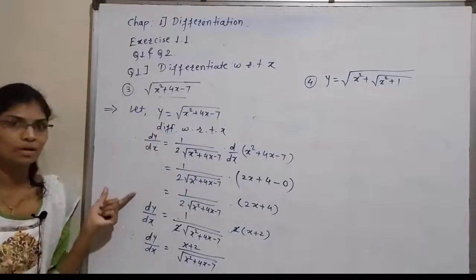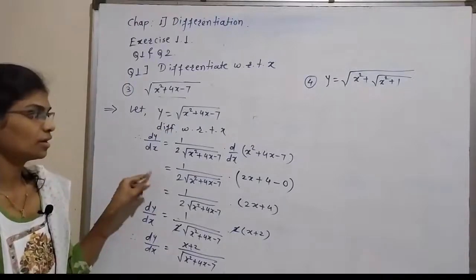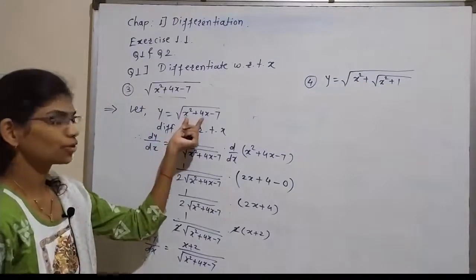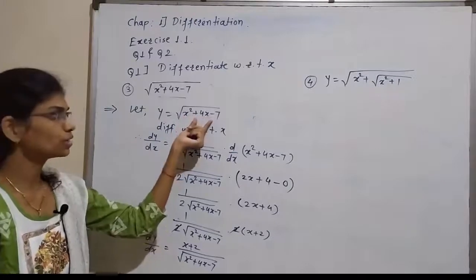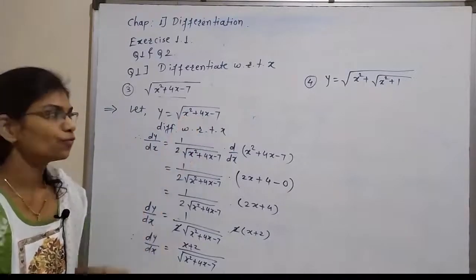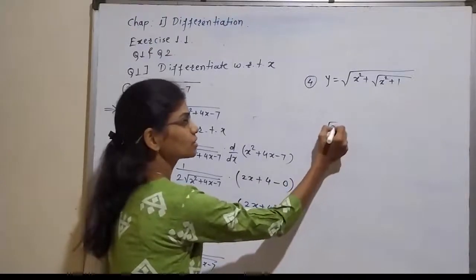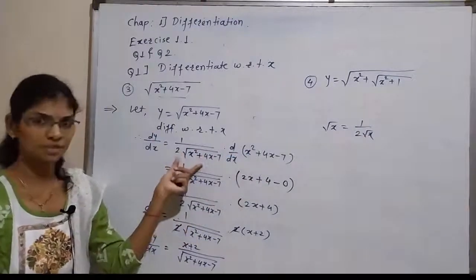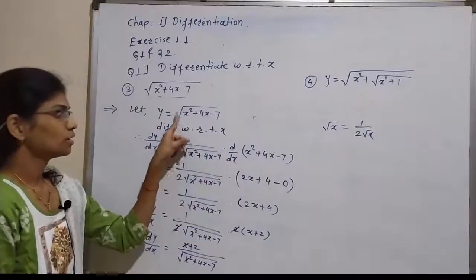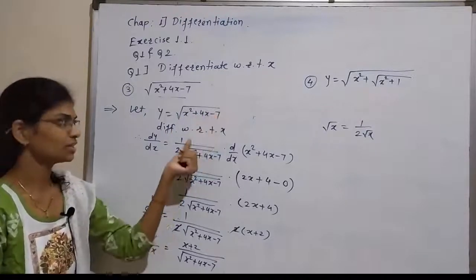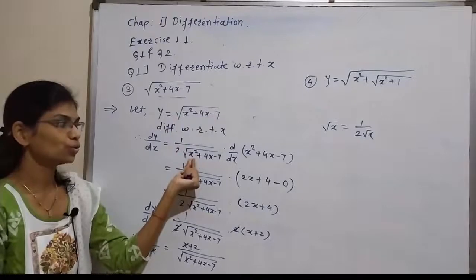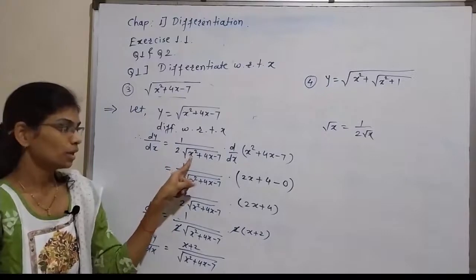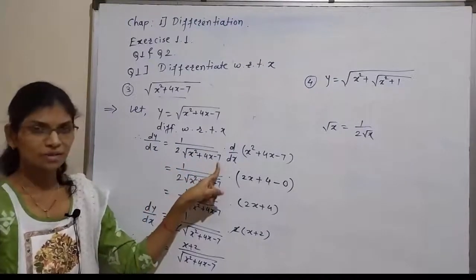To solve this example, we have used the formula for the derivative of root x, because the whole function is in the form of a square root. Using the formula for the derivative of root x, which is 1 divided by 2 root x, we have solved the first step here: the derivative of root of x square plus 4x minus 7 is 1 divided by 2 into root of x, where that whole function is considered as x. That is why the square root of x square plus 4x minus 7 is there.